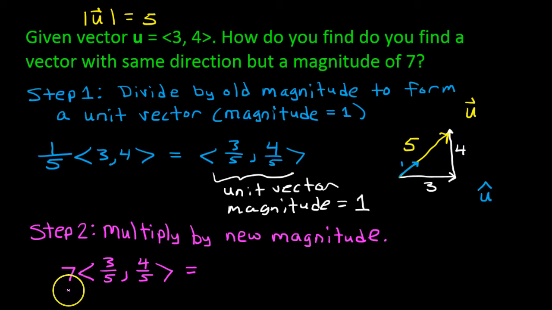Now remember, this is like 7 over 1, so I'm just going to multiply the numerators. My new vector will be 21 over 5 and 28 over 5. And that's it. We've taken the unit vector, shown here in blue, and multiplied it by 7. So remember, the golden rule here is that multiplying by a scalar does not change the direction. All we've done this entire time is multiply by a scalar.